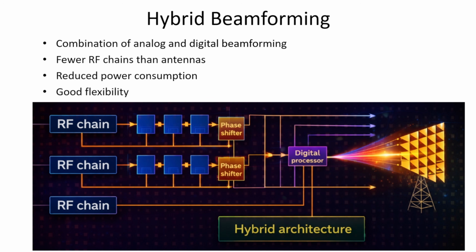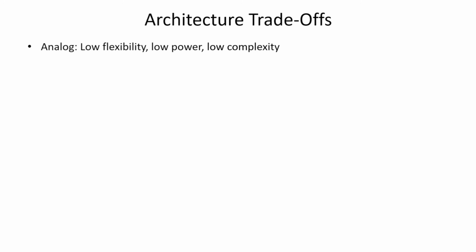Because of this, hybrid beamforming is widely used in millimeter wave and sub-THz communication systems. In many modern systems, hybrid beamforming offers a practical middle ground between analog and digital beamforming. Each beamforming architecture has its own trade-offs.